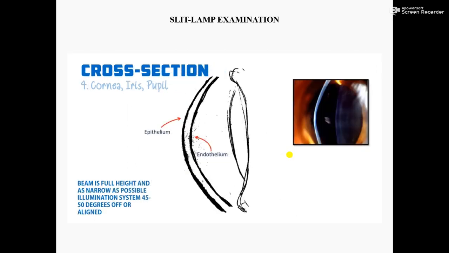Next, cross section. Here we will check the cornea, iris and pupil. By cross section illumination we will check the layers of the cornea. Here the beam is full height and as narrow as possible, with the illumination system 45 to 50 degrees off or aligned.